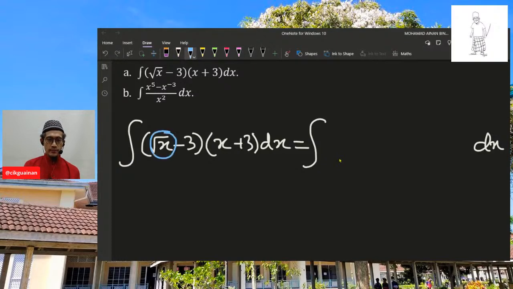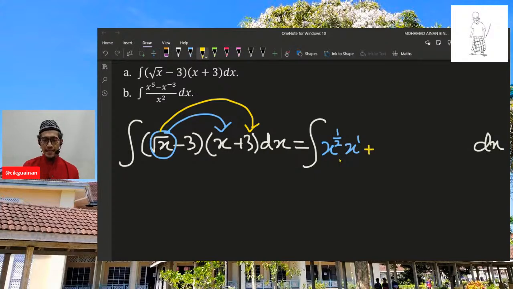So this one, square root of x is x to the power half, I change right away. And then multiply by x, so x power 1. Okay. Next, square root of x multiplied by positive 3, so plus 3x to the power 1 over 2. That's fine.